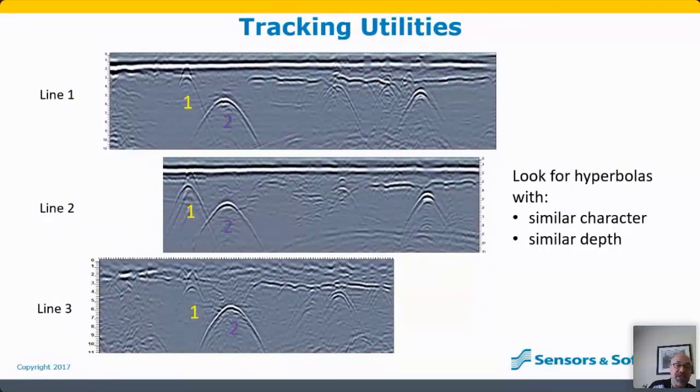Hyperbola number 2 is very distinct. It's very broad, and so we see that easily in the 3 lines. Number 3 is a bit trickier, but if you know what to look for, you can see the hyperbolic shape. You can see it's generally the same. The one on the second line isn't that good, but based on being convinced that you see it on line 1 and line 3, you can easily say, yeah, okay, I think I can see that hyperbola on line 2. I'm convinced. And then the last one, hyperbola number 4, you can see same character, same sort of depth. So that's the type of things you're looking for to follow your utilities.